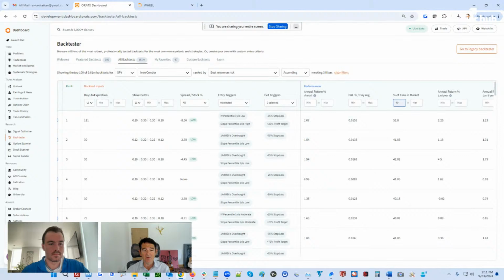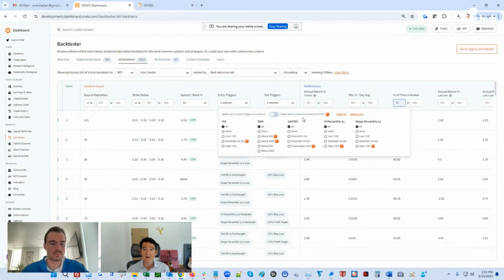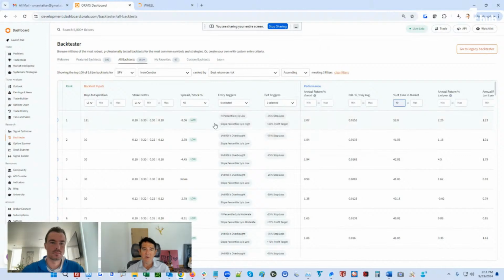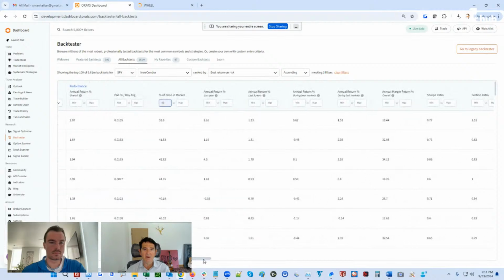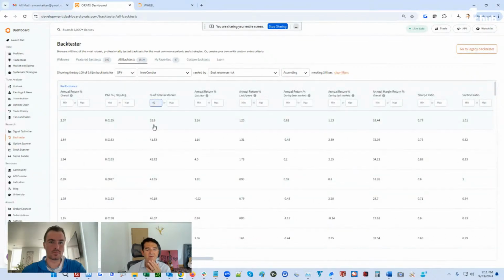Just this particular stock. You could also go in and say, only show me backtests that are trading when it's in the current environment. So right now the IV percentile is high, so this wouldn't be trading. This wouldn't give you a signal right now. But I'm just showing you this to illustrate what you would look for in a particular strategy. So that only happens 52% of the time.